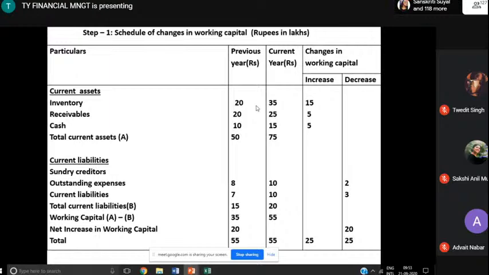Now I have a question. Outstanding expenses was 8 lakhs, became 10 lakhs. Why is it in the decrease column? Why not in the increase column? Because I gave you the hint, you have written the scenarios. Current liabilities are subtracted, no? Increase in current liabilities leads to decrease in working capital. Very good. Thank you.